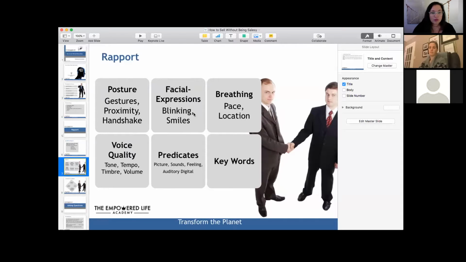Facial expressions, watch their blinking. You can match and mirror people on the rate of their blinking. So you watch how they're blinking, and by matching that rhythm, you can establish rapport. Smiles, when they're smiling, smile, match their kind of smile.